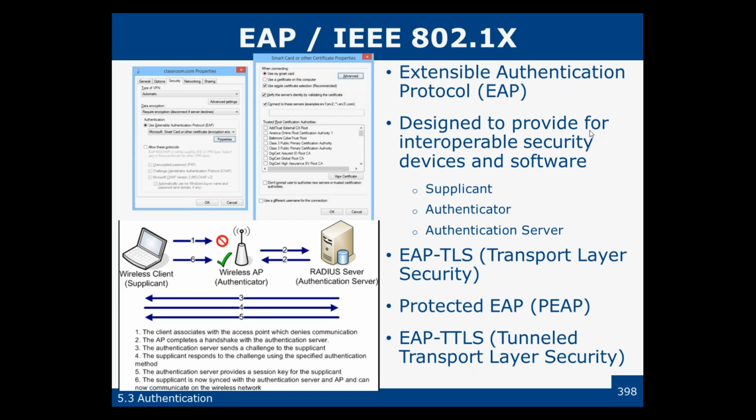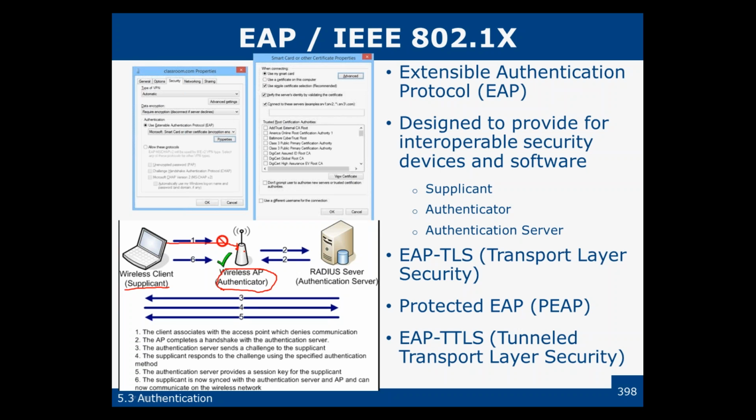It's designed to provide for interoperable security devices and software. Supplicant was the word I was trying to think of earlier, not clients but supplicants. And we have an authenticator and an authentication server. What that means down here is that we have the supplicant. That's us trying to get onto the wireless access point. And I put a link on the lectures page to a video on how to configure 802.1x and what it does. We say, hey, we want to log into the wireless access point.